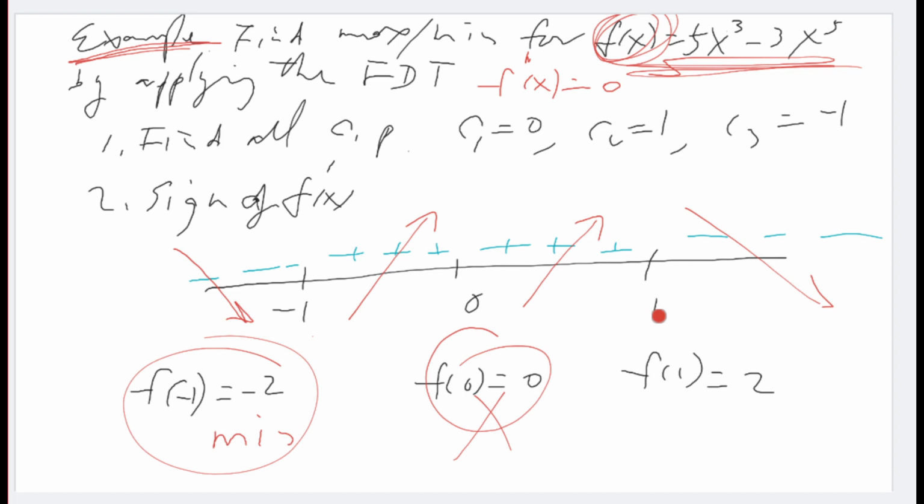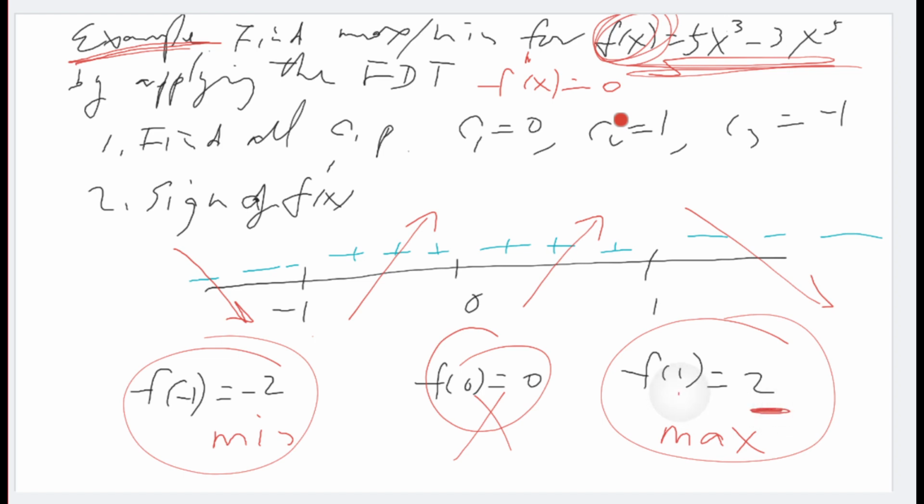Next, around 1. Let's follow the arrows. On the left the graph increases, on the right the graph decreases. So going over location 1, the graph goes up and down. So we expect a maximum here. Maximum value. So 2 is the maximum value.